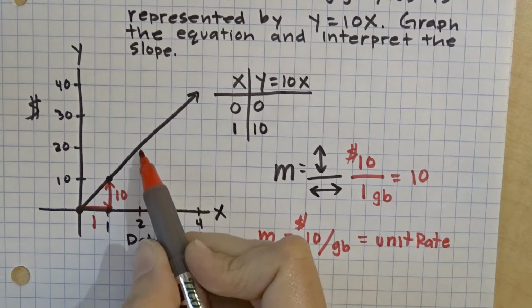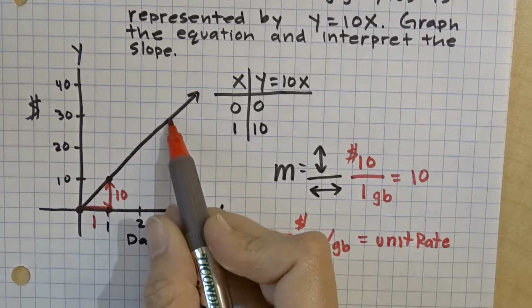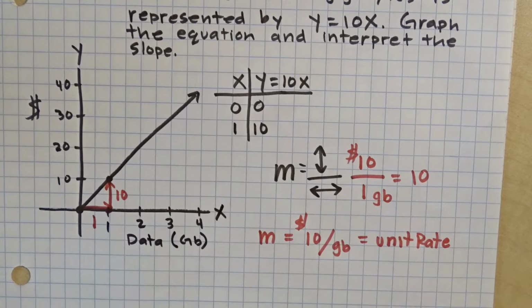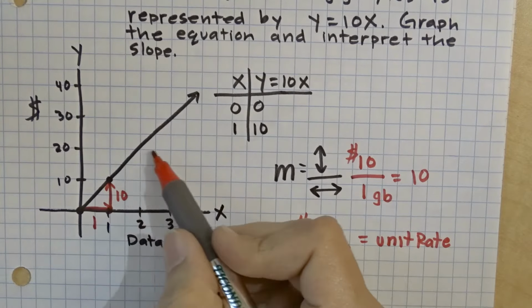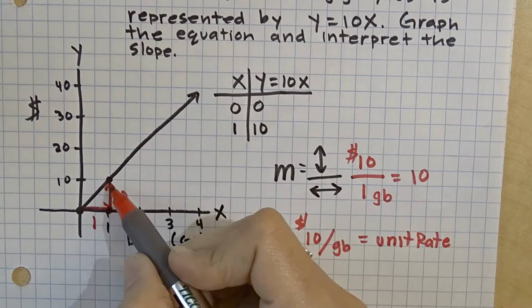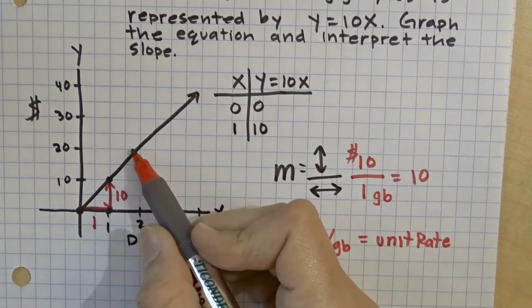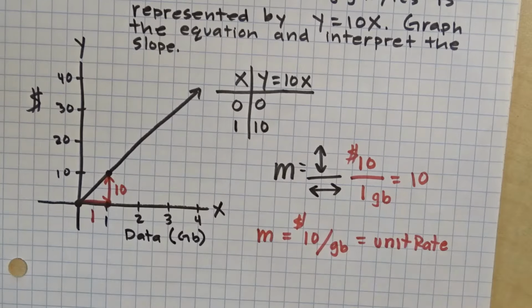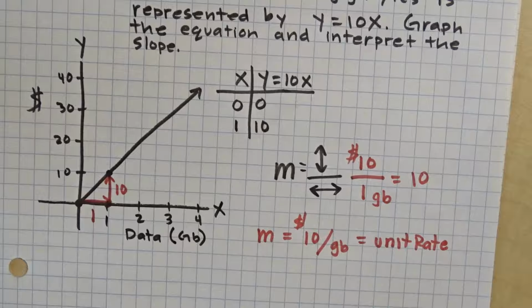And it's evident. One more gig, $10 more. So indeed, the slope of the line, which is the staircase going all the way up, would be 10, 1, 10, 1, which is the cost per gigabyte. And there you go. Let's look at example 2.